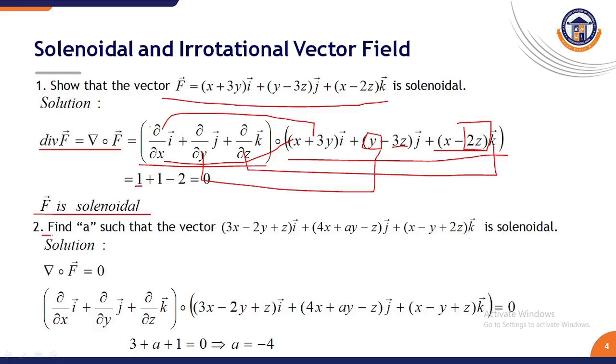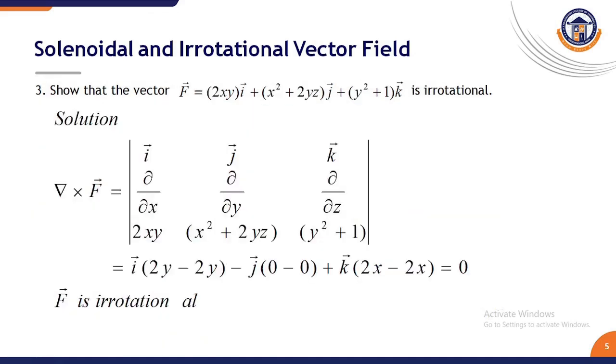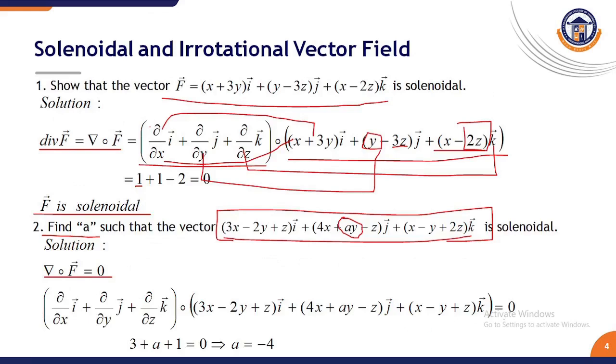Then move to the second problem. Find a constant a such that 3x minus 2y plus z into i plus 4x plus ay minus z into j plus x minus y plus 2z into k is solenoidal. Here the given vector field is solenoidal. So using this condition we have to find the value of this constant. For that use the definition for solenoidal vector field, del dot F equal to 0. This dot product of del and F vector equal to 0.